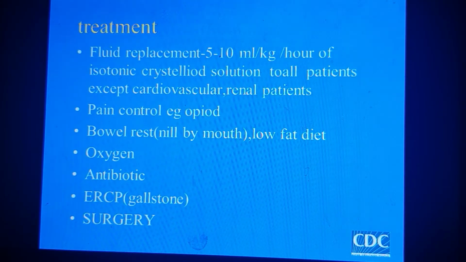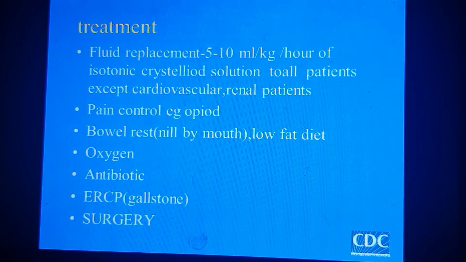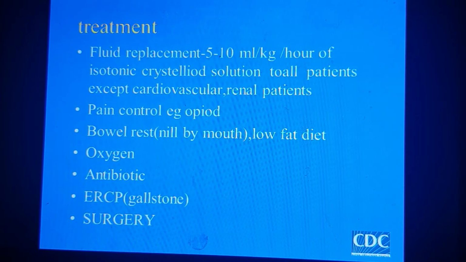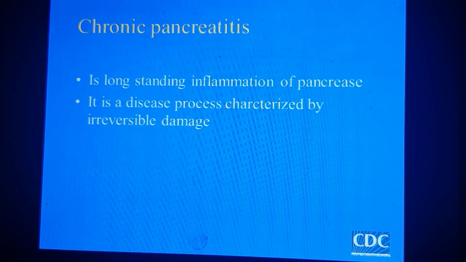Bowel rest, nil by mouth, low fat diet. Oxygen, antibiotics, and ERCP as a therapeutic for gallstones, especially when it is in the common bile duct. And surgery. What about chronic pancreatitis?